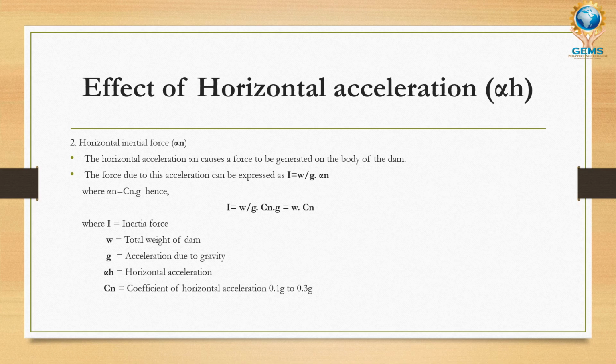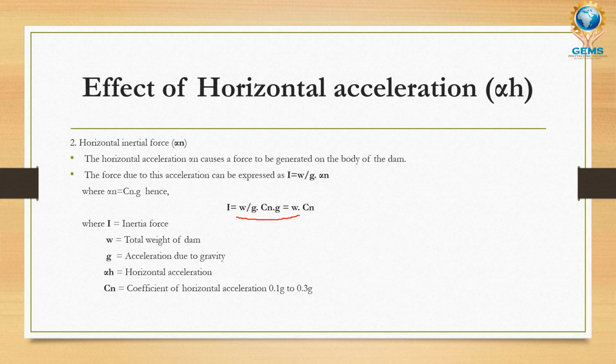The first one acts on the water present on the upstream portion of the dam, and this second case is where the force acts on the body of the dam. The force acting here, as you can see in this slide, is I = (W/g) × Cn × g, which equals W × Cn. I have explained before what inertia force is. Inertia force, you already know, is the mass of the body into the acceleration created due to horizontal acceleration.